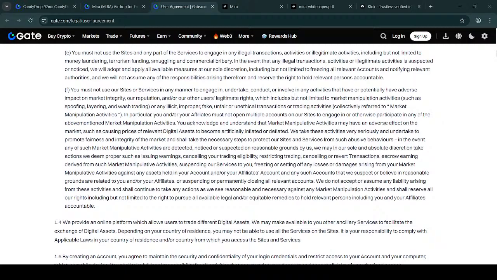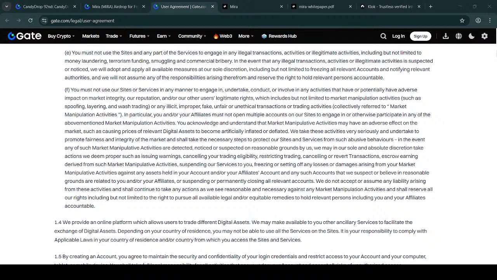or permanently closing all your relevant accounts. You do not accept and assume any liability for such action, and we shall continue any action and take the responsible and necessary steps against market manipulation activity. We shall reserve all our rights, including but not limited to the right to pursue all available legal and equitable remedies to hold the relevant persons, including you and your applicants and co-conspirators, accountable.